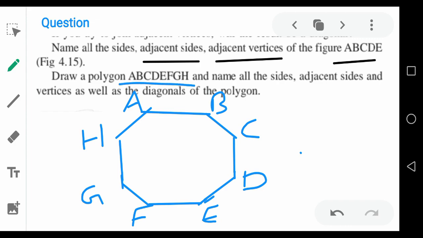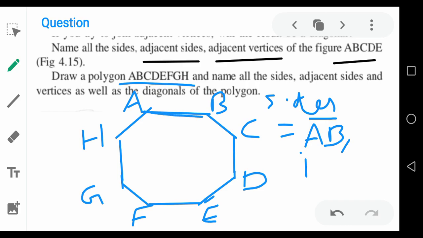This is the polygon. Okay, what are the sides? So you'll write sides is equal to. How will you write the sides? Sides mean they are line segments. So you'll write AB with a line segment above it, comma. What is the next one? BC. Then what is the next one? CD. Like this it will go on. So that's how you have to write sides.